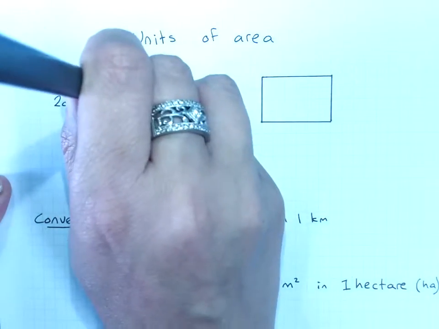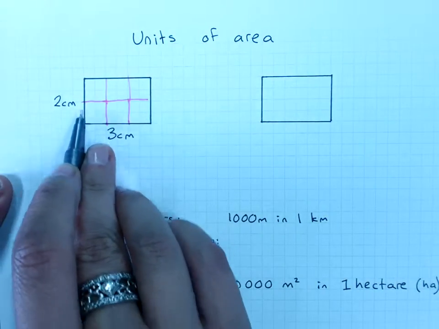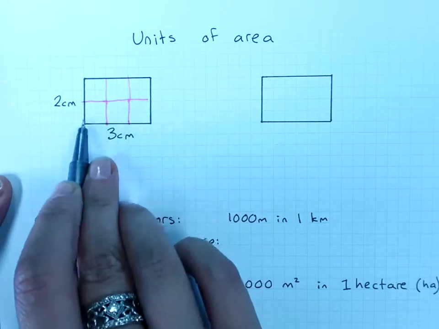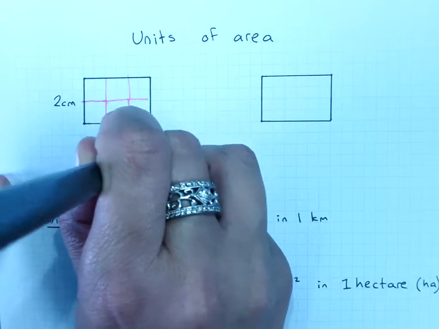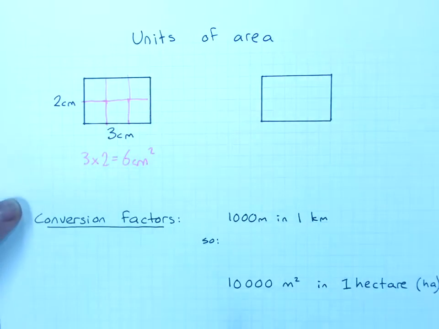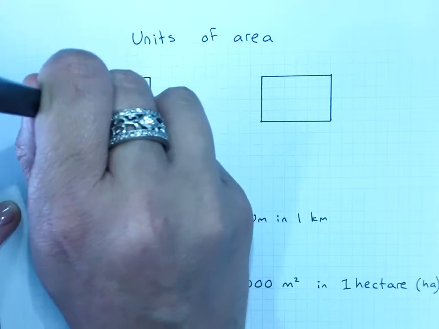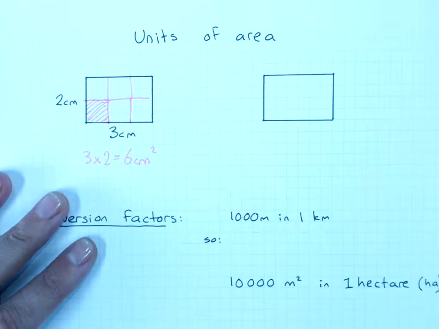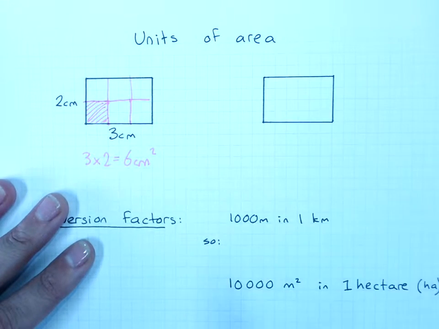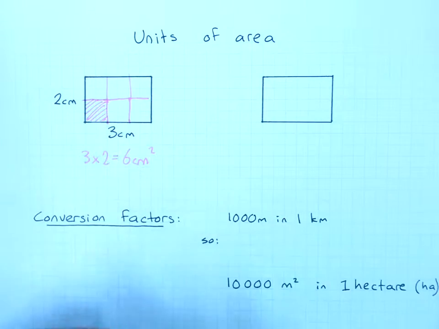And we've worked out that 3 centimeters here and 2 centimeters here means I've got 3 lots of 2 equals 6 centimeters squared. So when I'm finding area, I'm counting how many squares of a certain size fit into that shape. We do need to be able to convert between units of area. For example, if I wanted the area of this shape in millimeters squared.